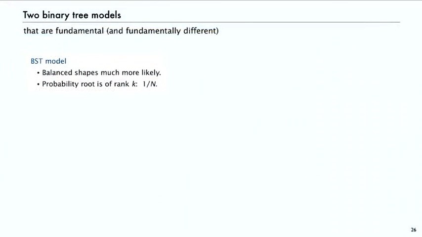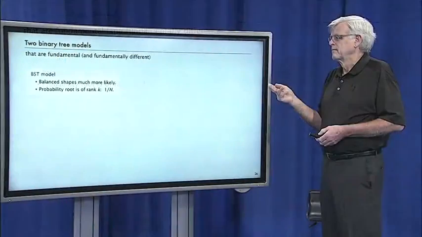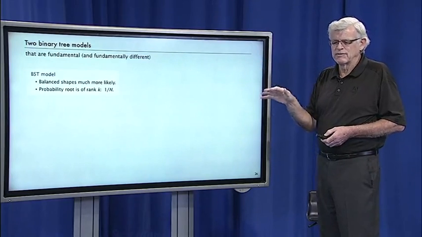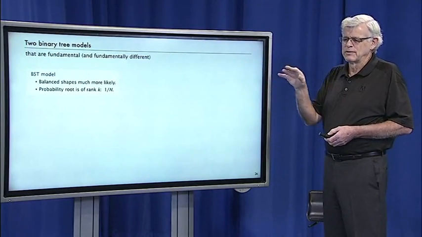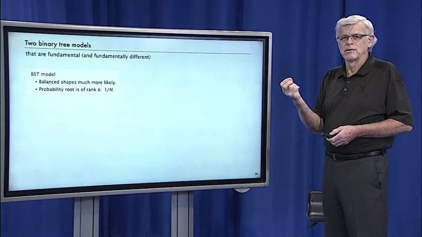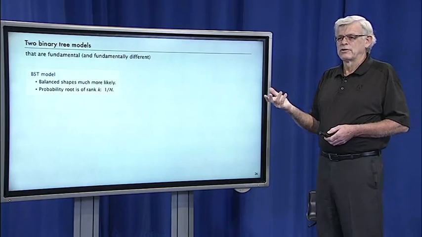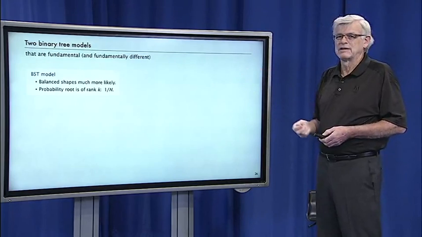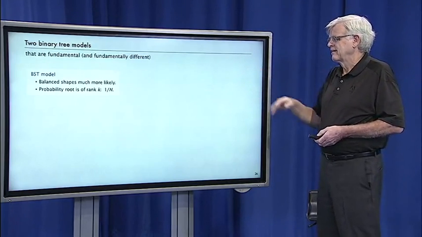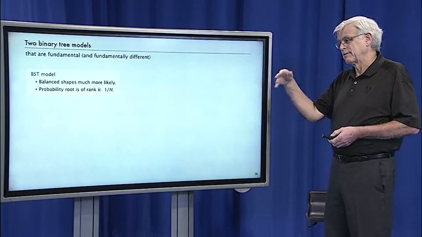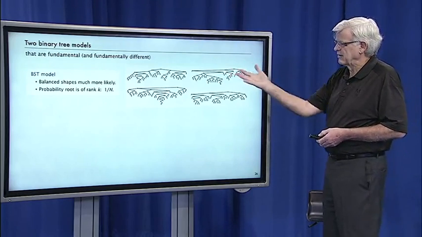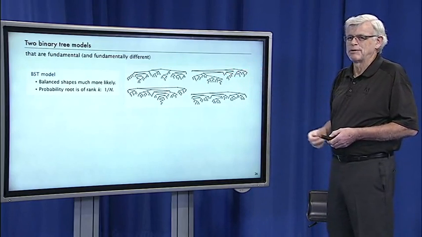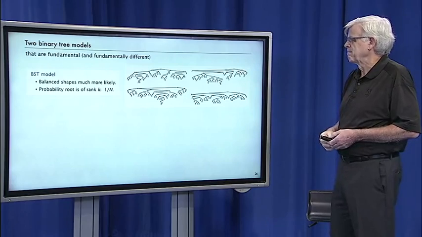And actually, one way to think of it is: what's the probability that the root is of rank k for a given k from 1 to n? Well, in the BST model, it's built from a random permutation. So it's the first element in the permutation that goes at the root. So the probability that any particular value is at the root is just 1 over n. It's the same for all. That doesn't seem like it balances, but in a second, I'll compare that probability with what you get for the other case.